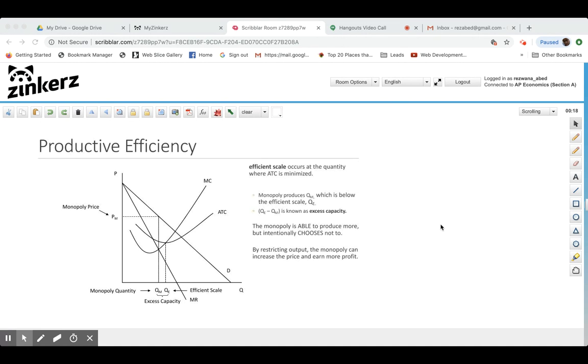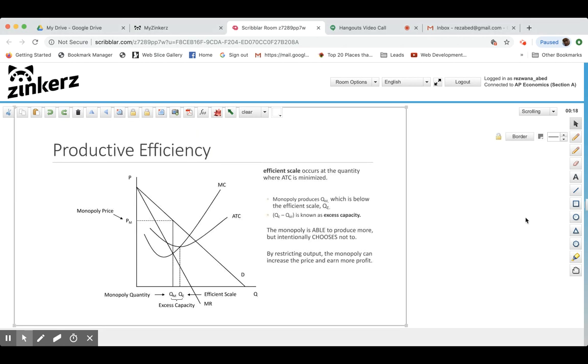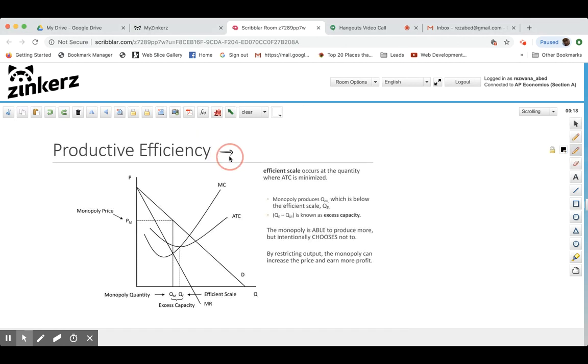So last week we talked about allocative efficiency. Today we're going to talk about this idea of productive efficiency. Okay. So productive efficiency is this idea of firms producing an amount of output where your average total cost will be minimized. Okay, so you're essentially producing at the least costly way possible. So this is not something that the monopolist does. So let's take a look at what the monopolist is doing.